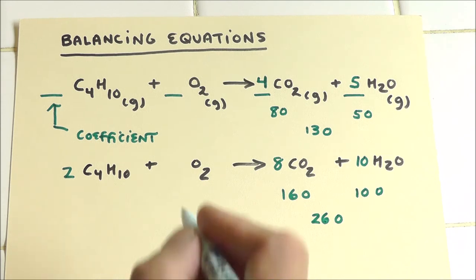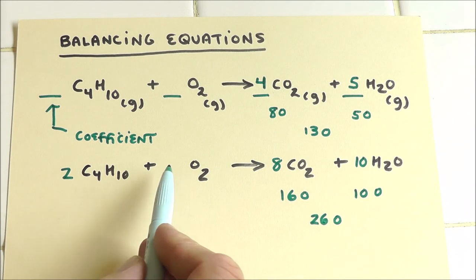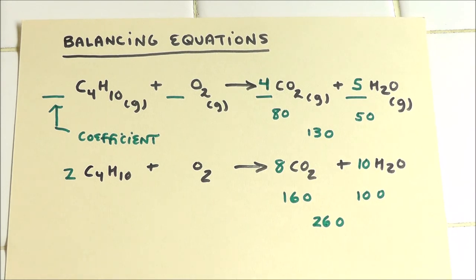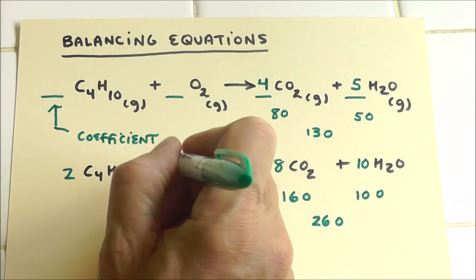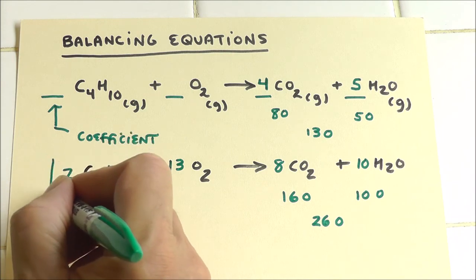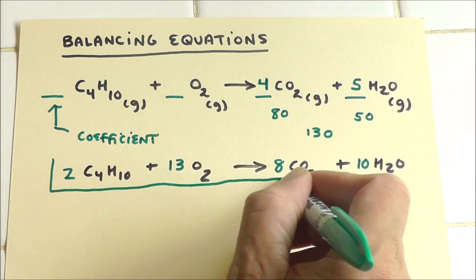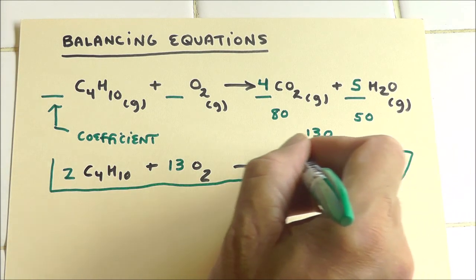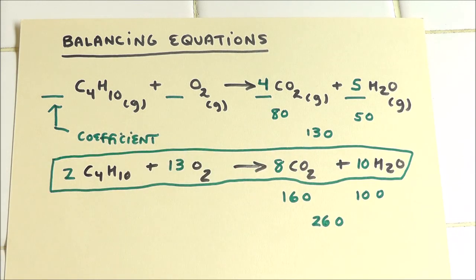Now, be careful. I'll see my students put a 26 right there, and that would be the wrong thing, because you see O2 has 2 oxygens there. And so you really only need to have 26 oxygens, you need a 13. And so that is the balanced equation, and that equation is a proper way of writing that.